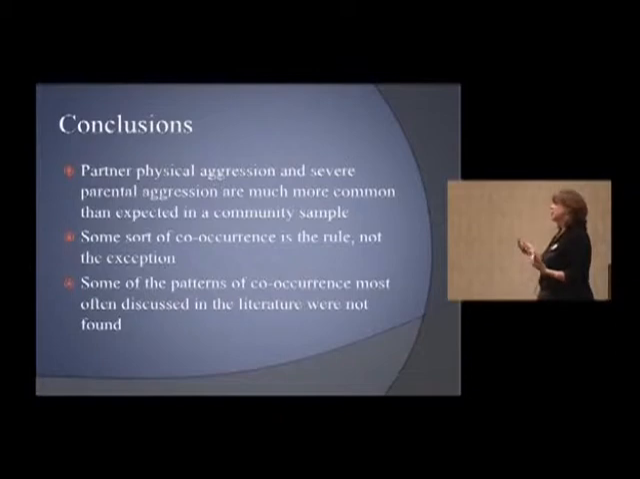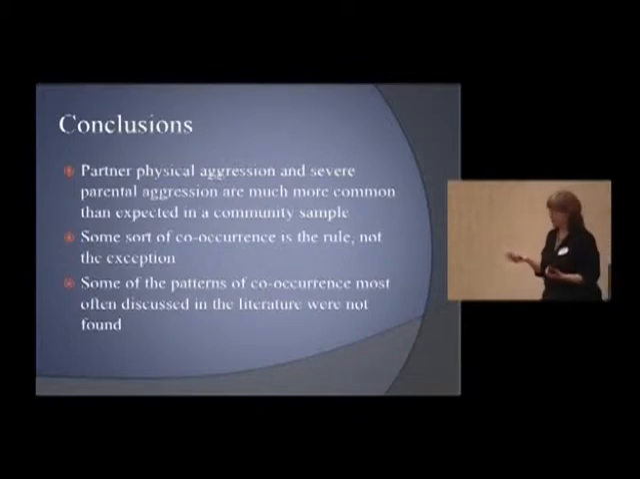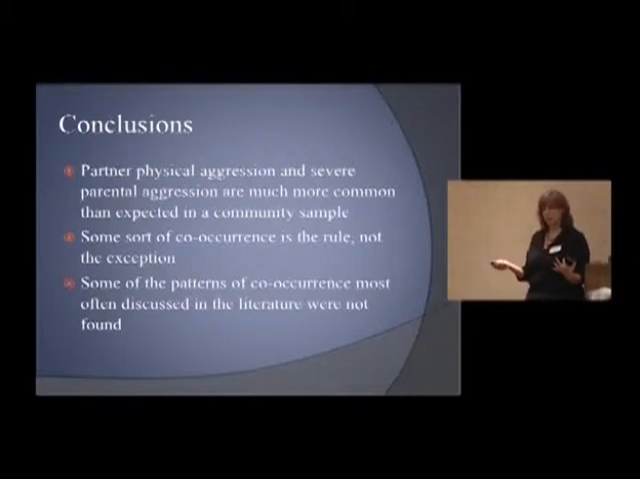Okay, so from this, we were concluding that both any aggression between partners and severe aggression were more common than we'd expected them to be in a community sample. I think that probably means they're more common than we expect them to be anywhere. It's that if you provide enough anonymity assurances, make people feel safe enough about telling you, and ask everybody who can be a reporter, you end up finding out more. It just kind of makes sense. And that some sort of co-occurrence is the rule, not the exception.